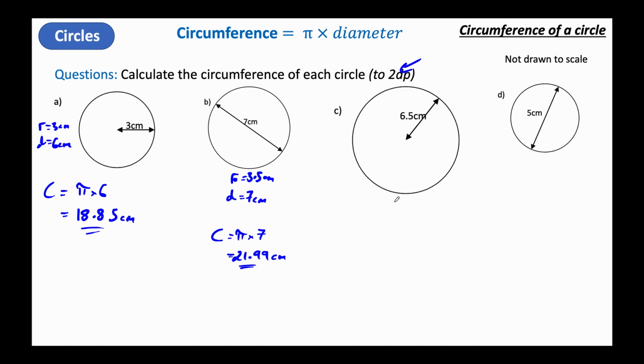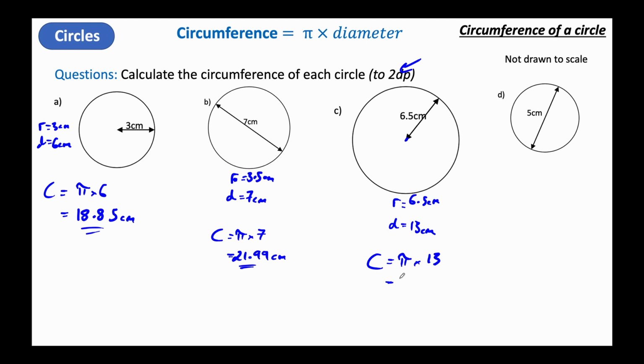Next one, r equals, d equals. Well, this is a radius because it only goes from the center to the outside. It's only half the way across. So that's my radius, which means my diameter must be double that. So it's 13 centimeters. Now circumference equals pi times my diameter of 13.